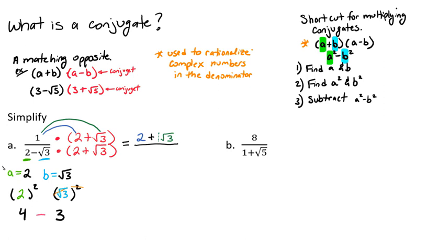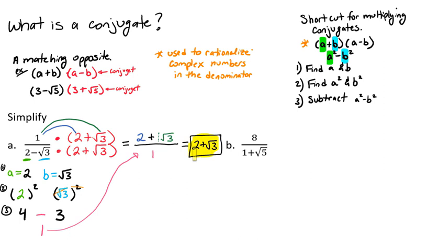So this was our first step, second step, third step. And 4 minus 3 is 1. And so we're going to take our 1 and put our 1 right there. And because it's a 1 in the denominator, that means that our final solution here will be 2 plus the square root of 3.